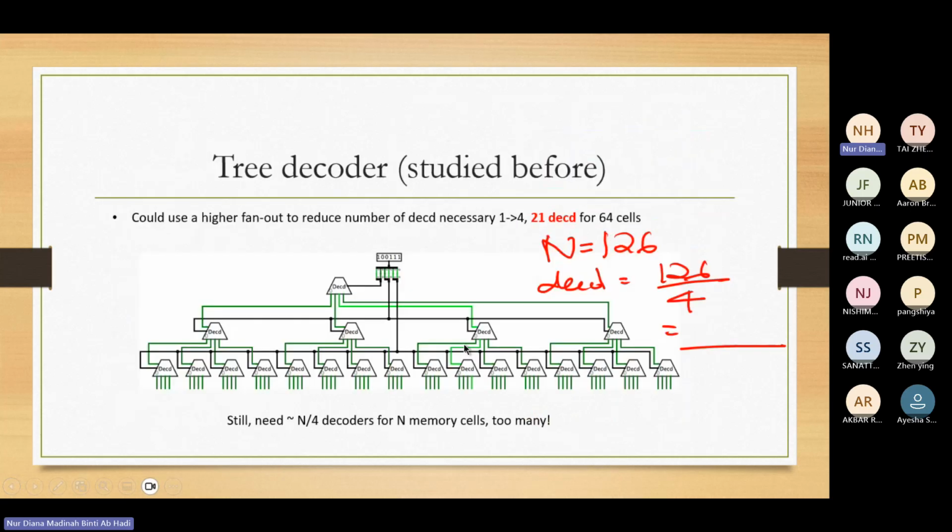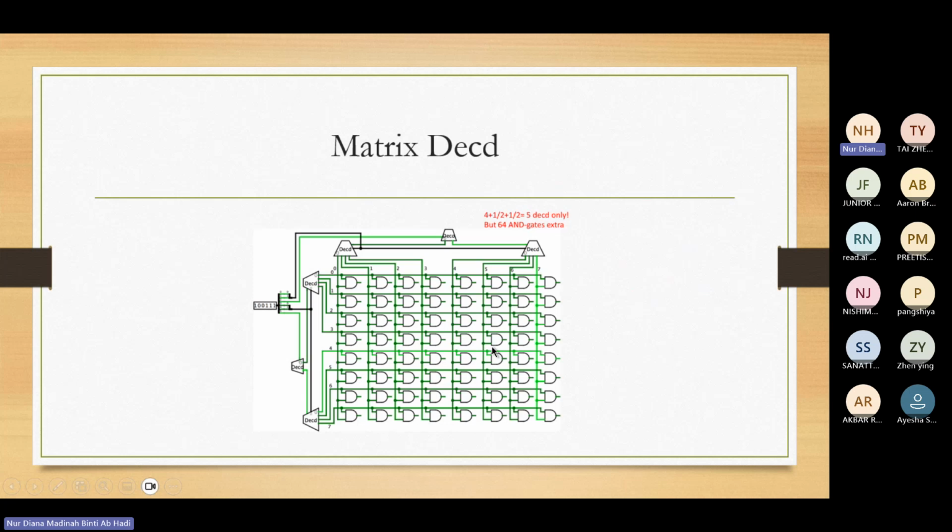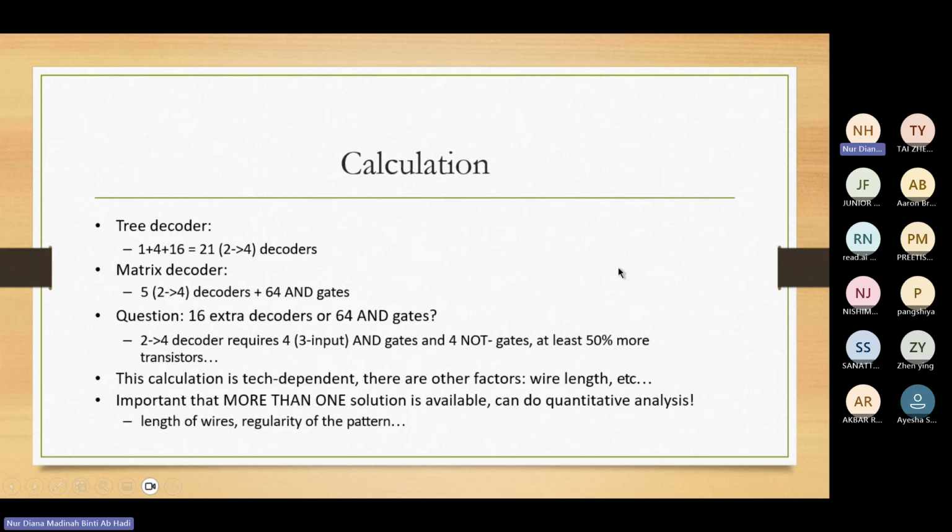Okay, so let's proceed to the next one. This is the matrix decoder. So 4 plus half, it will become 5 decoders only. But then you're going to have around 64 AND gates as extra. Calculations for 3 decoders, you're going to get 1 plus 4 plus 16, which is equivalent to 21. Matrix decoder: 5 2-to-4 decoders plus 64 AND gates.